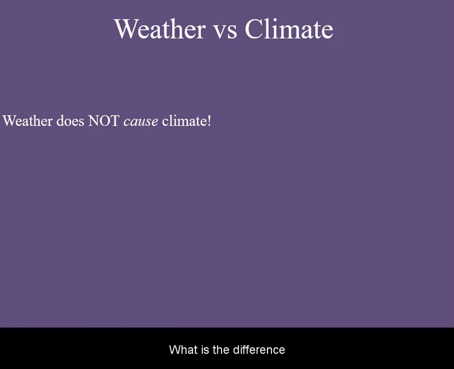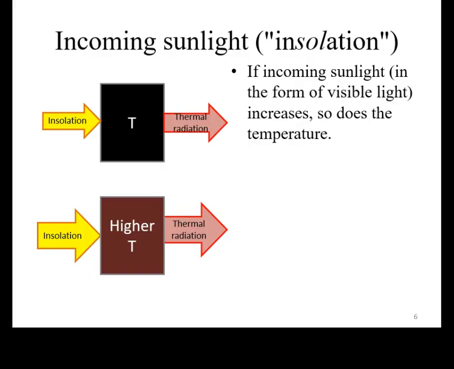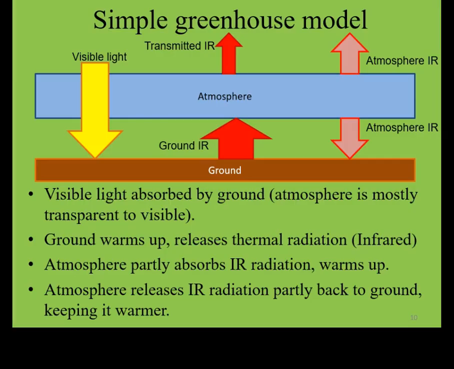What is the difference between weather and climate? In another video, you can learn about the climates of terrestrial planets and how they are caused by insolation, reflectivity, and the greenhouse effect.